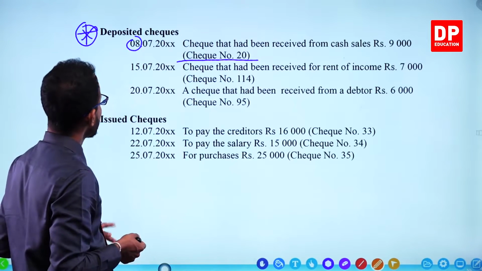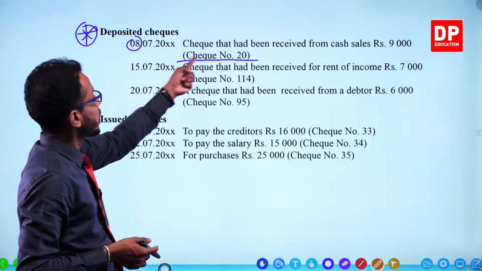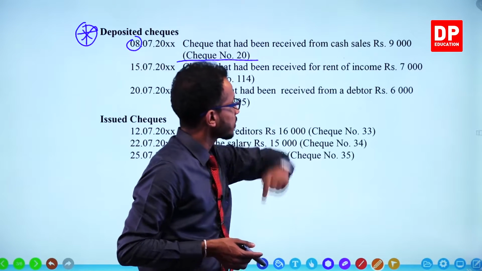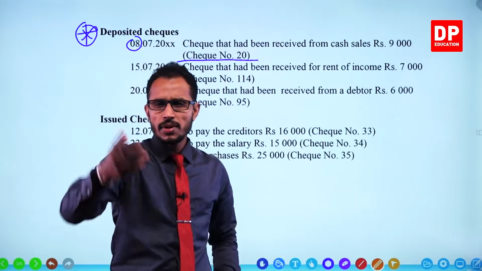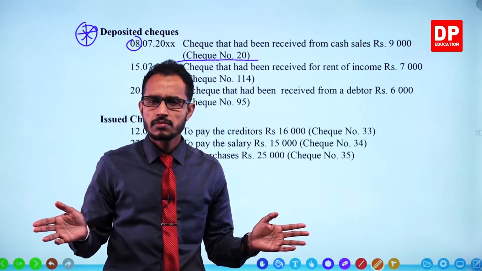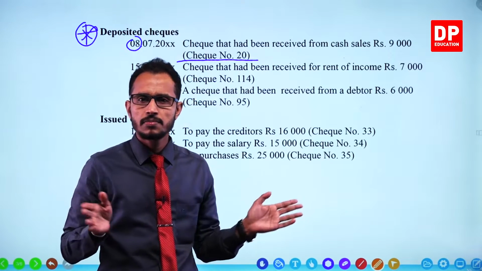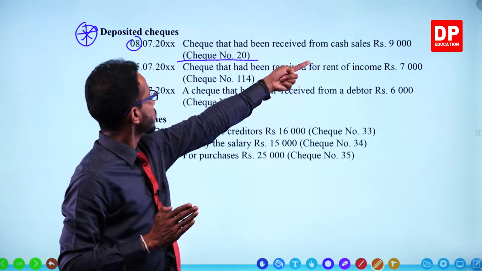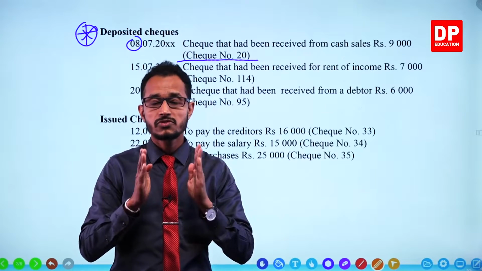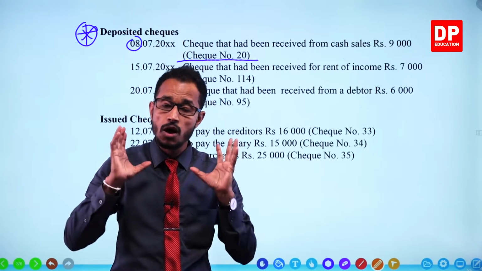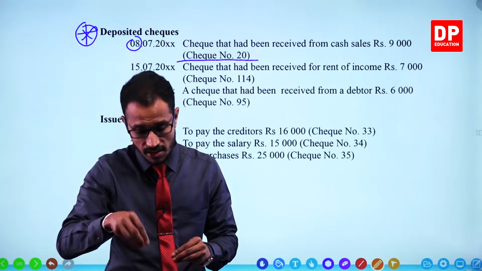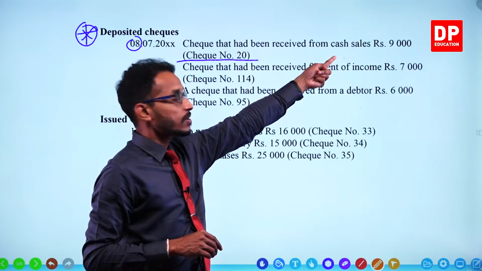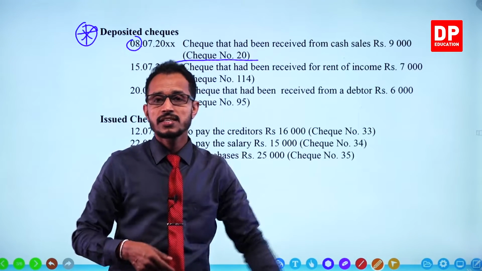Wait, did we get that right? Yeah. 8th July, check number 20, 9,000. How should the double entry be recorded, children? Checks deposited directly in the bank from sales. That means not from the cash at hand. The check was not in your till. From direct cash sales, you got the check and sent the check to the bank.